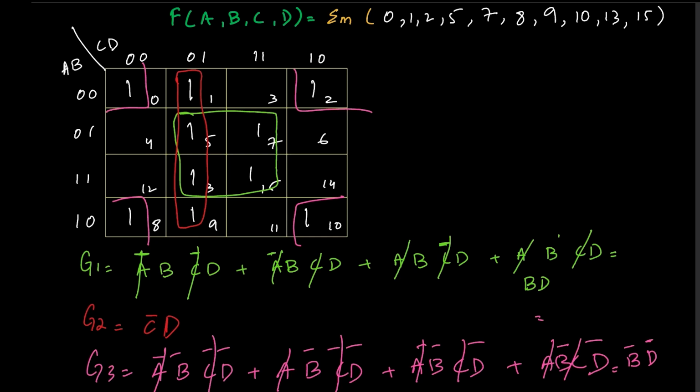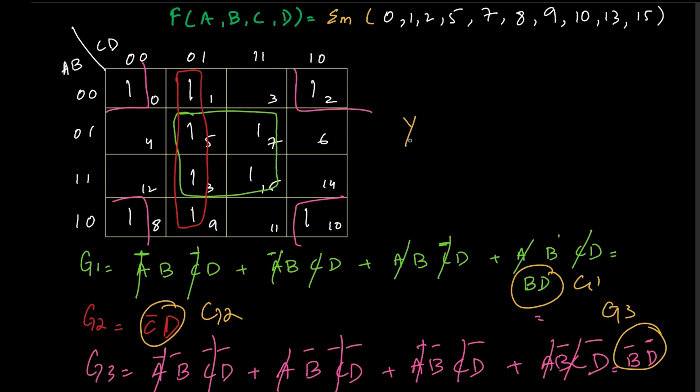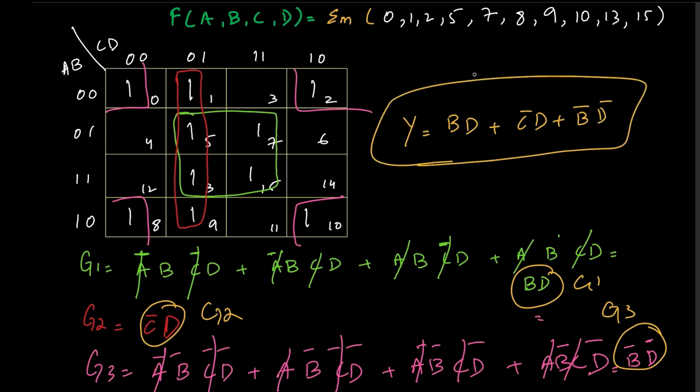Again, this is the answer for group 1, answer for group 2, and answer for group 3. We just have to combine all these answers and we will have a combined answer for the minterms of the given numbers. So our answer will be BD plus C dash D plus B dash D dash. That is our answer to the minterm values of all these numbers for a 4 variable K-map.